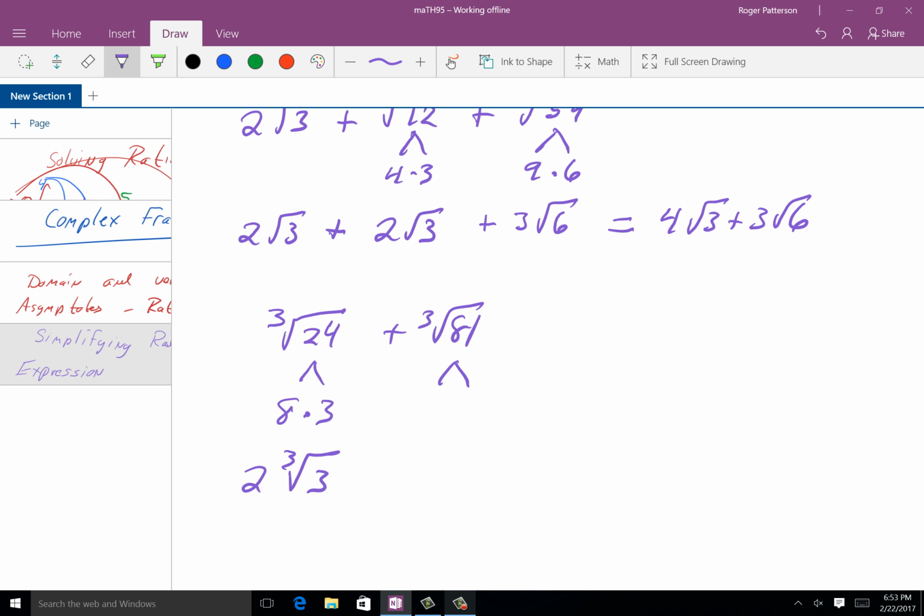Plus, now let's see, how about this one? Cube root of 81. What's the largest perfect cube that goes into 81? That takes a little bit. Well, it's probably a 9, it's probably a 3 thing, right? Yeah, 27. So 27 and 3. So that's going to look like 3 cube roots of 3. Now we can add them because they're common. So we're going to get 5 cube roots of 3.